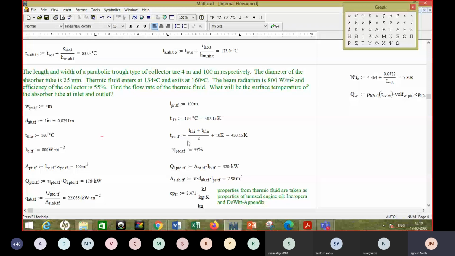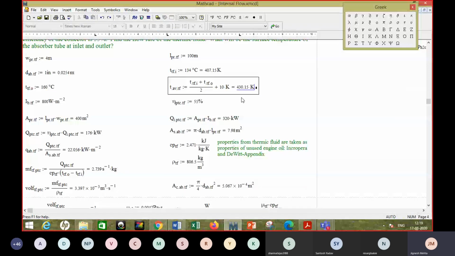So the average of those two, and I have just added 10 Kelvin to that, so that gives me 430 Kelvin. Okay, you can refer to the appendix, I had already sent you the file, and you can refer to the properties of thermic fluid there. So you can refer to this temperature. I'm not sure whether it is given in Kelvin there or in degrees Celsius, but it's 430 Kelvin. If it is given in degrees Celsius, you can convert it accordingly.